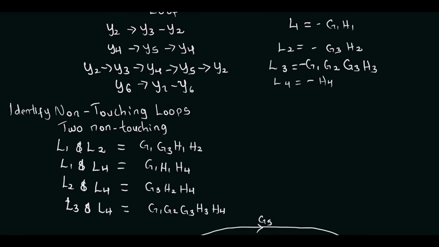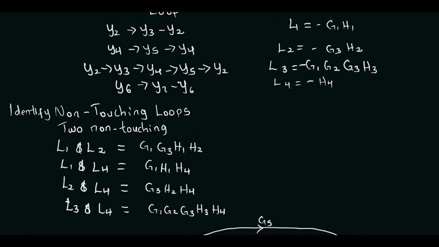So let me explain it again. We multiplied L1 times L2. This part here is L1. This is L2. Then for L1, L4, same thing. This side, this one, and this one. So I hope you understand.